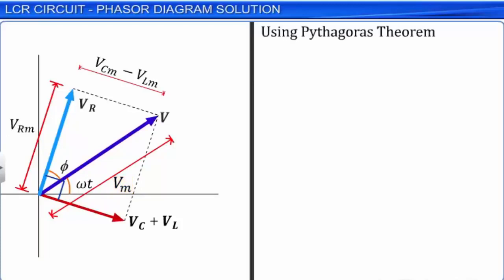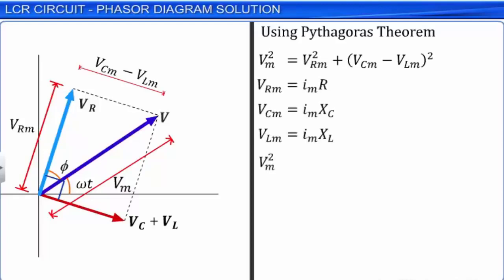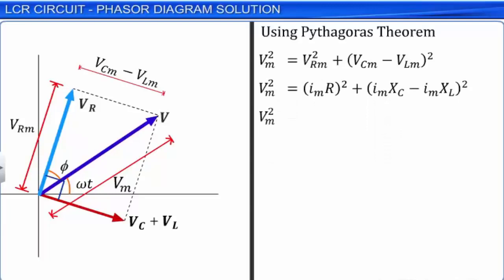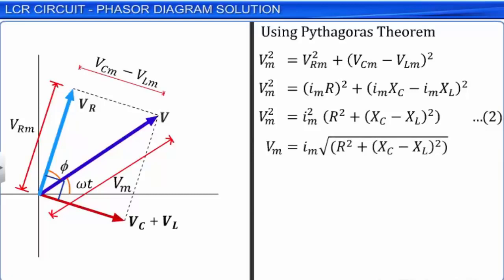Substituting the values, we see that Vm square is equal to VRM square plus (VCM minus VLM) square. Using the values of VRM, VCM, and VLM, we get Vm square is equal to (Im R) square plus (Im Xc minus Im XL) square. Vm square is equal to Im square into (R square plus (Xc minus XL) square). Let this be equation 2. Or we have Vm equal to Im into under root of R square plus (Xc minus XL) square. Now, we have Im equal to Vm by under root of R square plus (Xc minus XL) square, which is equal to Vm by Z. Let this be equation 3.